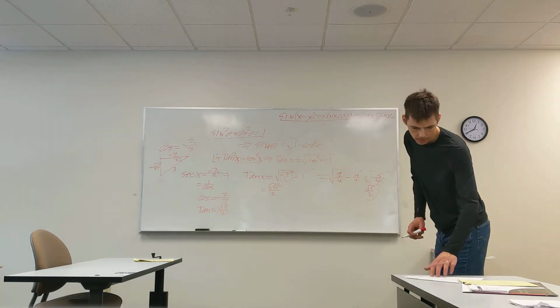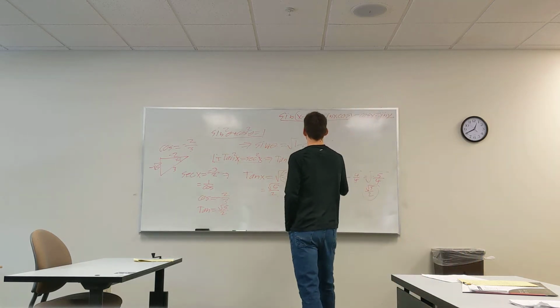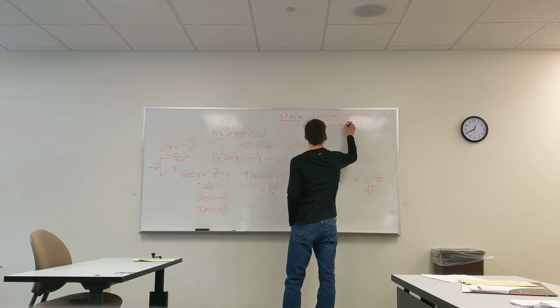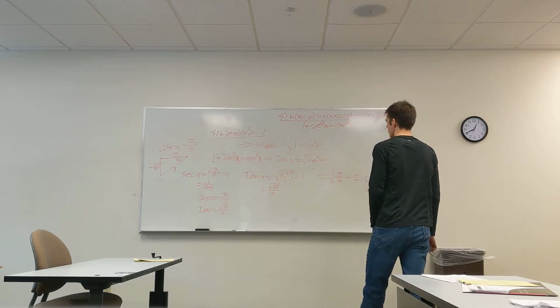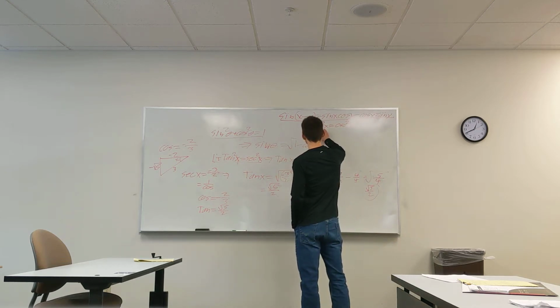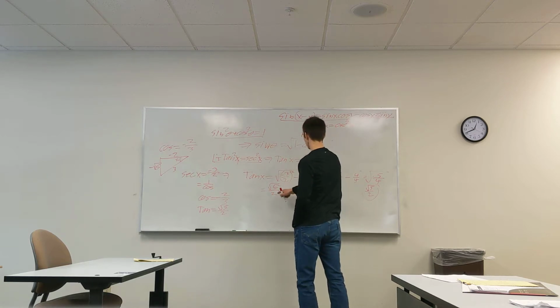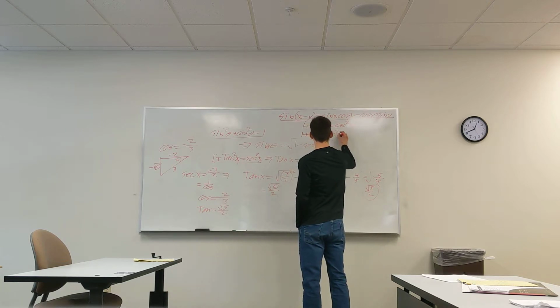What was the other one I had? 1 plus cotangent squared x is cosecant squared x. And I have cotangent, right? So cotangent is just the inverse of tangent. So that would be 1 plus, here's tangent, if I invert it and square it, I'm going to get 4 over 5. And that's going to be cosecant squared x, right? So then to find cosecant, I just take the square root of that.